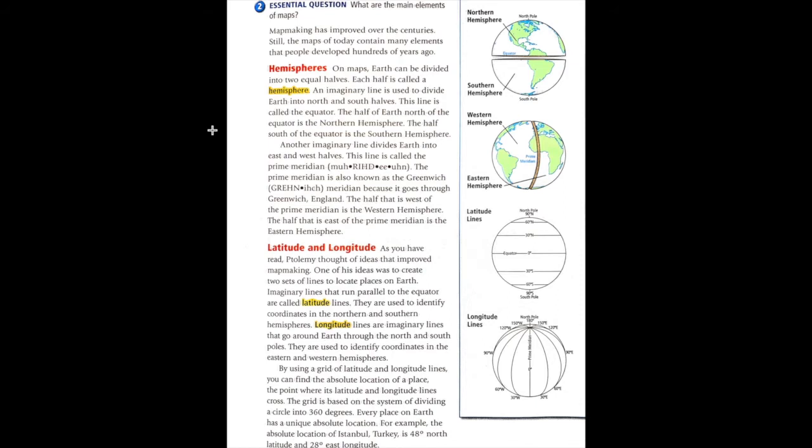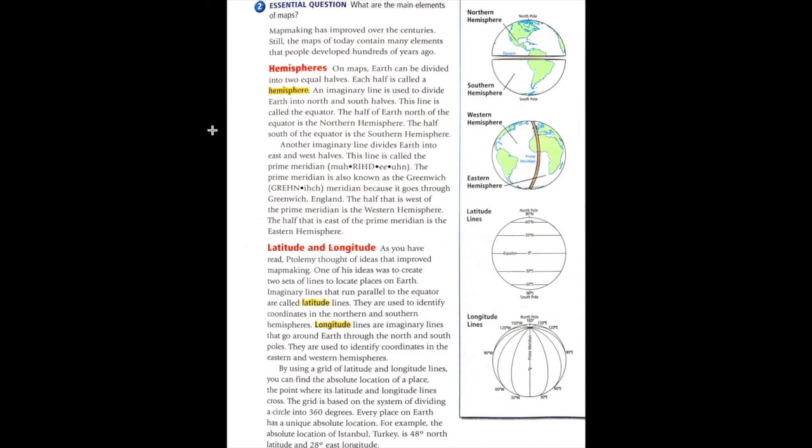Latitude and longitude. As you have read, Ptolemy thought of ideas that improved mapmaking. One of his ideas was to create two sets of lines to locate places on Earth. Imaginary lines that run parallel to the equator are called latitude lines. They are used to identify coordinates in the northern and southern hemispheres. Longitude lines are imaginary lines that go around Earth through the north and south poles. They are used to identify coordinates in the eastern and western hemispheres.